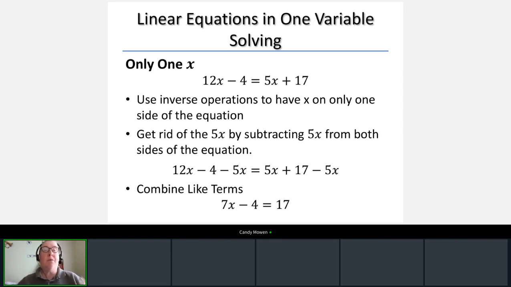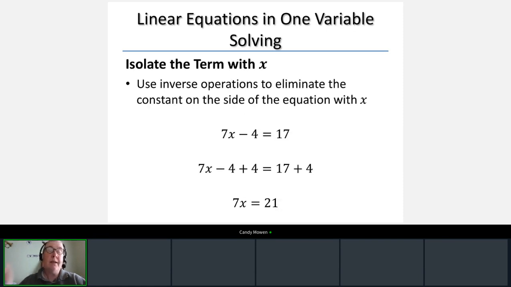Since 12x is larger, we're going to bring over 5x. So we're going to subtract 5x from both sides. I like to put it here: subtract 5x on the left, 5x on the right. And that gives us 7x minus 4 equals 17. These cancel. Now we're starting to get everything on the one side. Then to isolate that x, or that unknown, we're going to add 4 to the left and add 4 to the right. That gives us 7x equals 21.